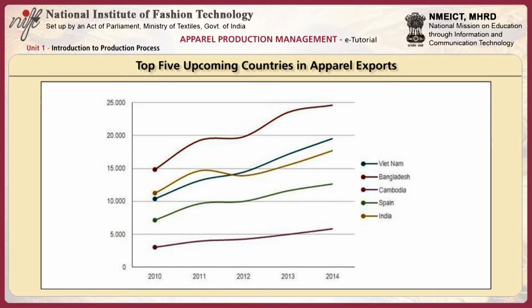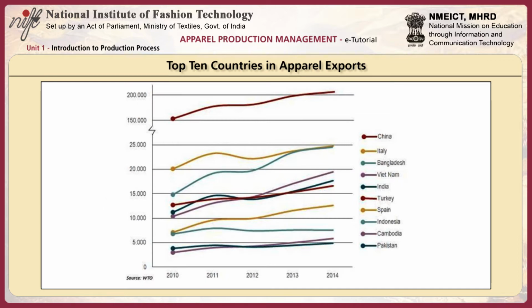Let us also have a look at the top 5 upcoming countries in export market. At number 1 we have Bangladesh, as you can see, touching $25 billion. Next we have India, which is going up and down and is in competition with Vietnam. In the 4th place we have Spain. And in the 5th place we have Cambodia. This is the status of the report at 2014.